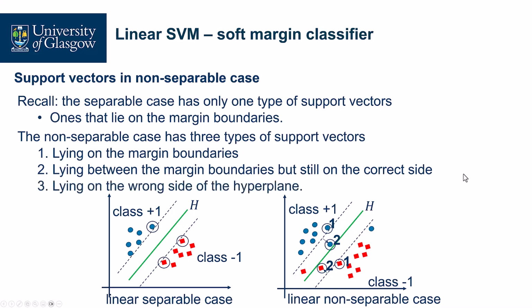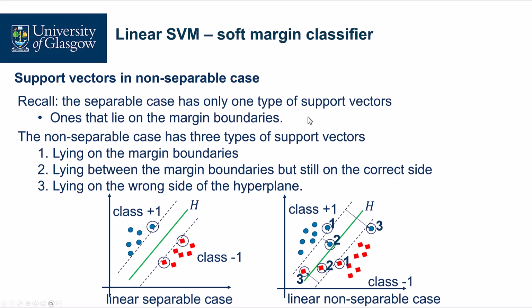And there's another, type 3. These lie on the wrong side of the hyperplane, like this point and this point. So they are on the wrong side, right? Not in the correct class. So we have three types of support vectors.